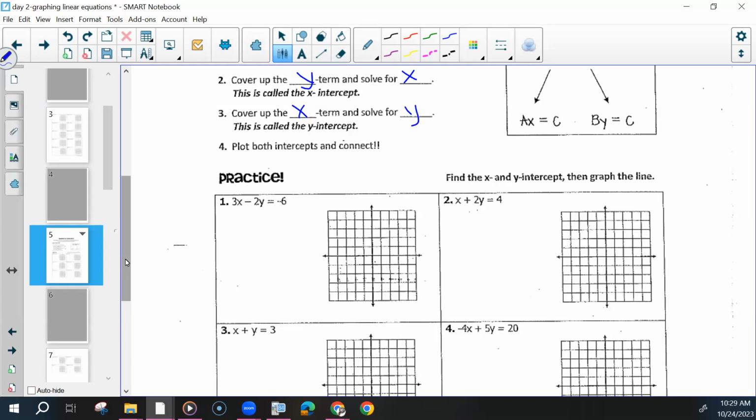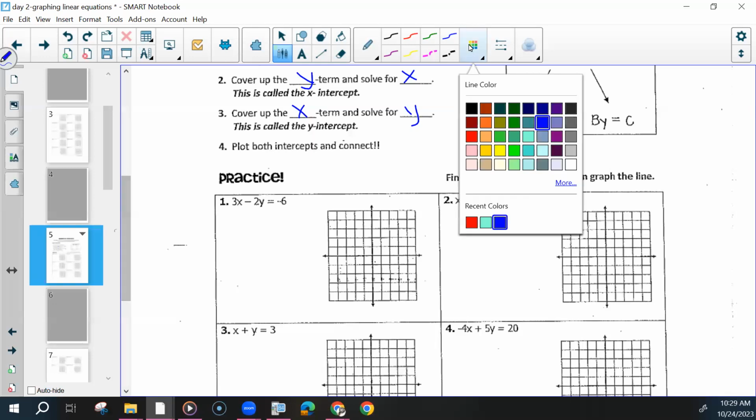So for number 1, it doesn't matter which one we do first, but let's say we're solving for the x-intercept. Covering up the y term, I'm writing what's left. And I'm solving for x, dividing both sides by 3. And I'm plotting this point at -3.